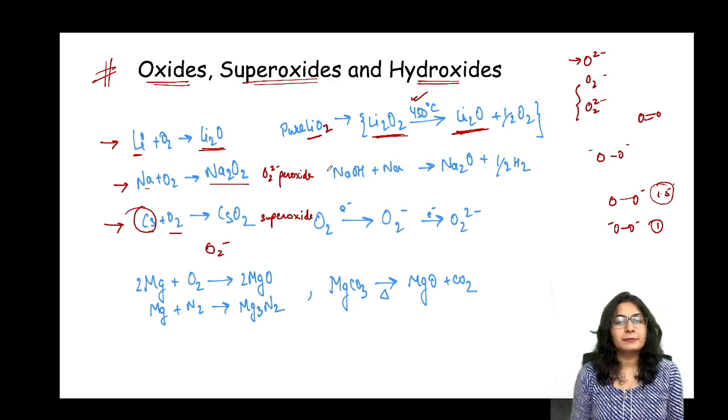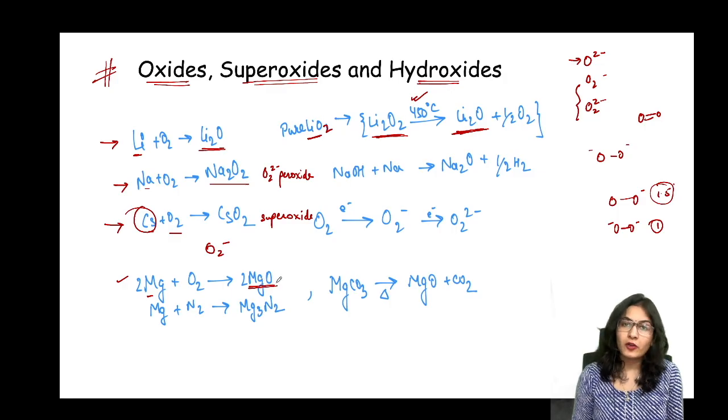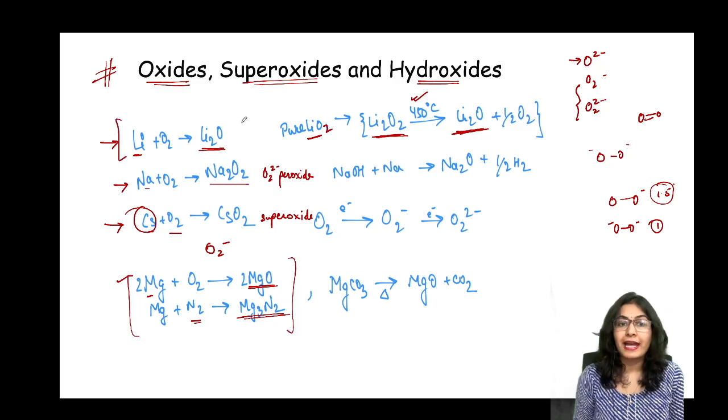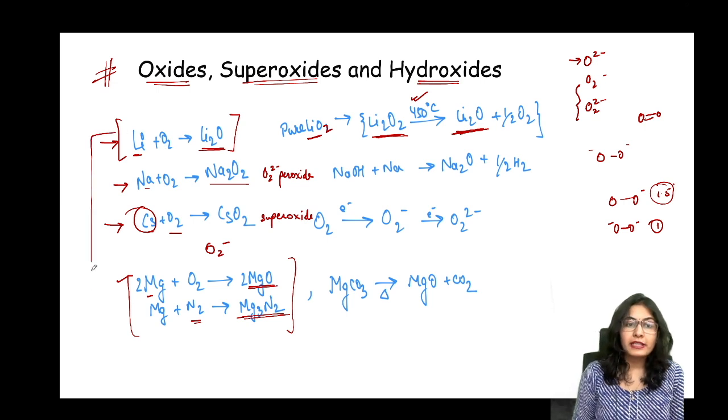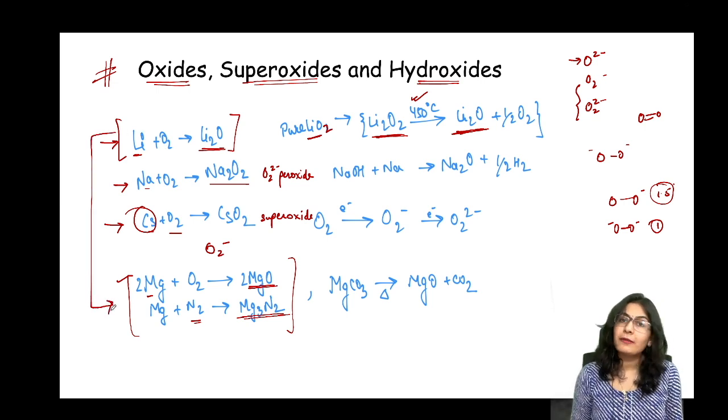Now, what happens when I am taking magnesium? Let's say this is a reaction of the alkaline earth metal, but just for discussion, if I take magnesium with dioxygen, it is going to form simple oxide, and with nitrogen, it is going to again form the nitride. Why am I showing this to you? Because this is showing diagonal relationship with lithium. So lithium and magnesium will show the same reaction with both oxygen and nitrogen. Okay, just star mark this one, right? And this reaction is also the same for lithium and magnesium.